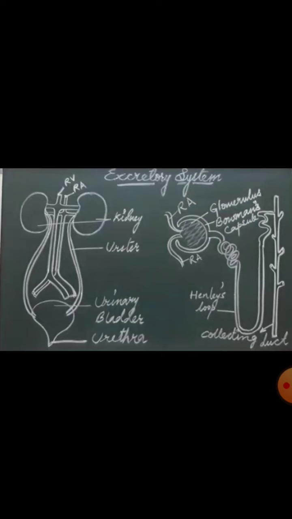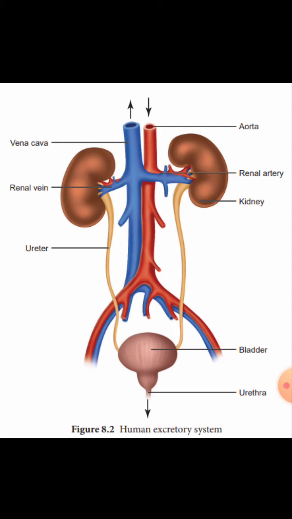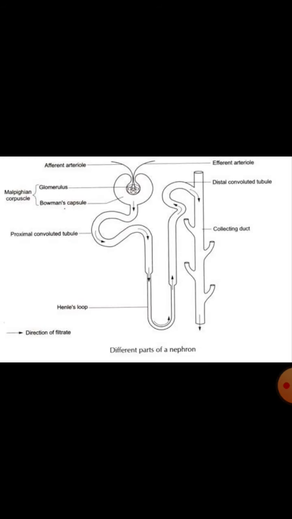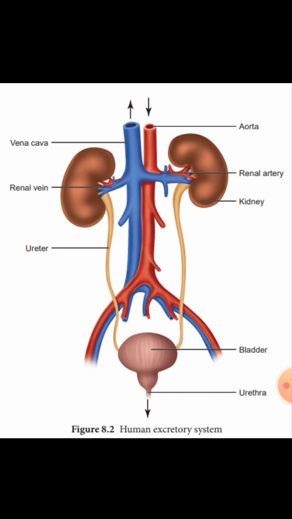Next to the glomerulus, a highly coiled convoluted tubule is present. The convoluted tubule further extends as the Henle's loop. The convoluted tubule opens into the collecting duct. All the collecting ducts together unite to form the ureter. The ureter is the muscular tube that comes out of each kidney, which carries urine from the kidneys to the urinary bladder.